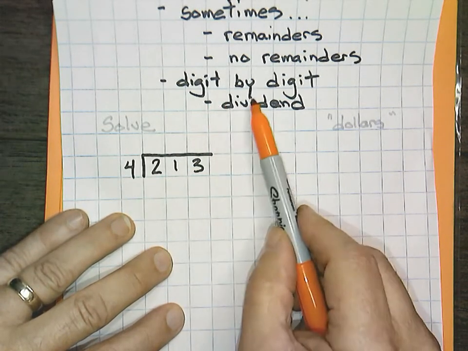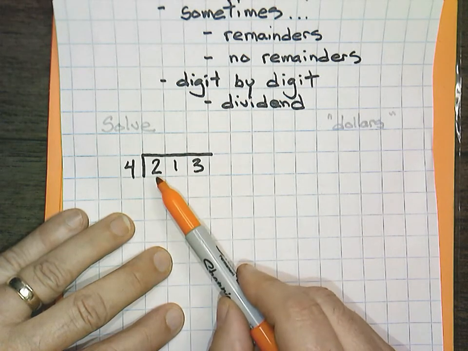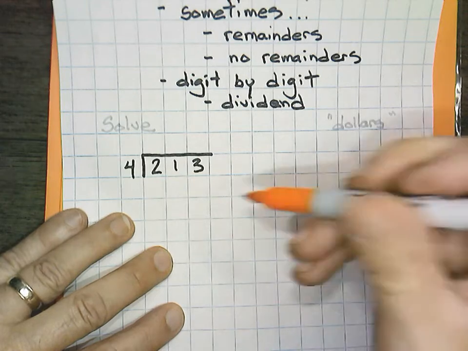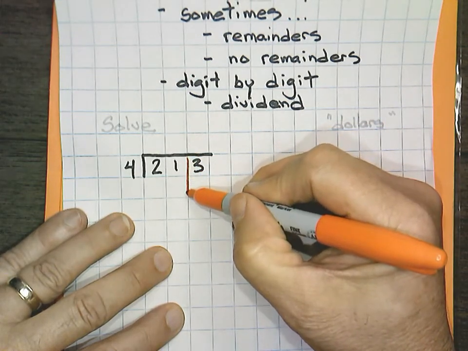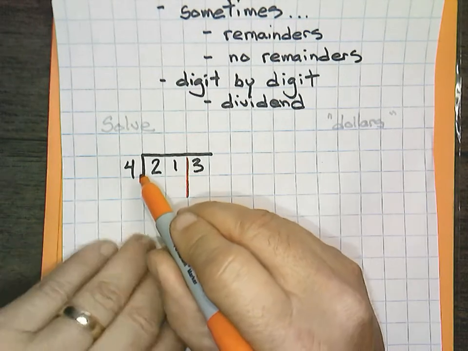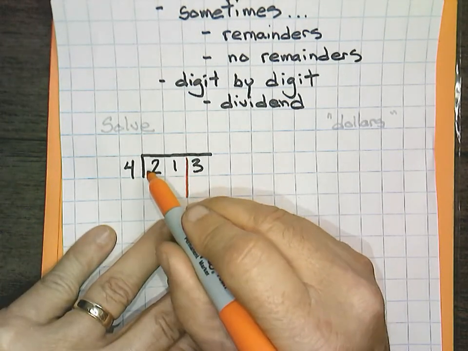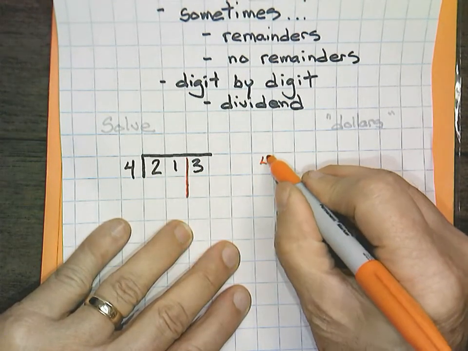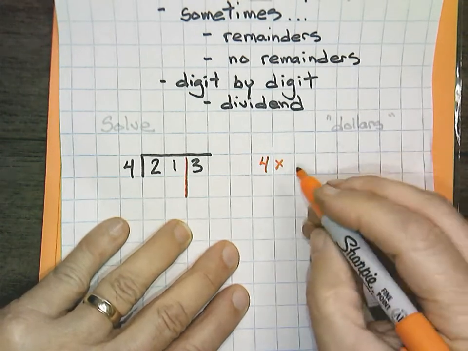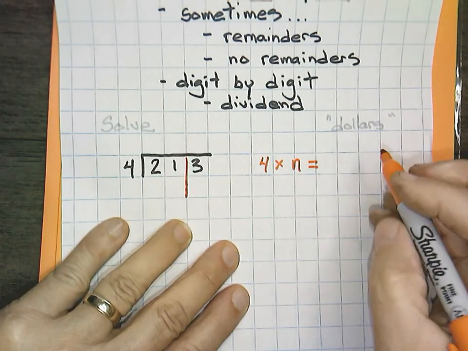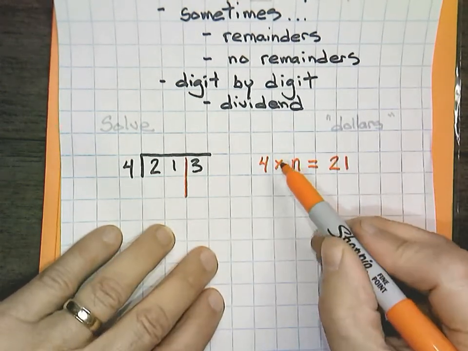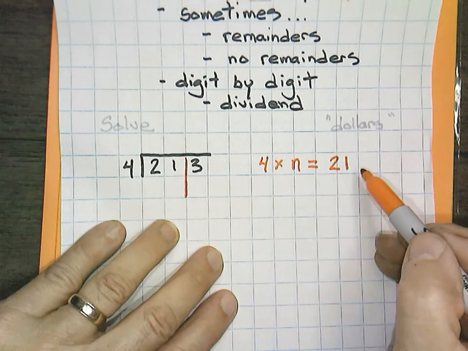I said about going digit by digit, so I take a quick look and I can see that 4 will not go into the 2. So then I expand that to 21, and 4 will go into 21. I'm going to draw a line here just as a visual reminder that we're focusing on the 21. Now I'm going to write a multiplication fact using 21 and 4. So I take the 4 times n is equal to 21. And I want to use my knowledge of multiplication to solve that.